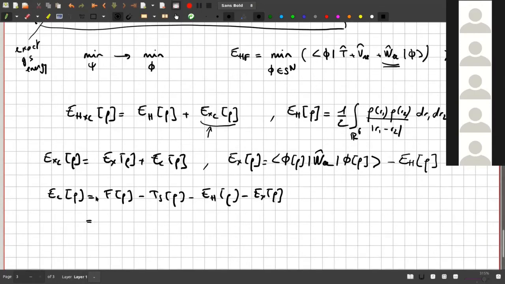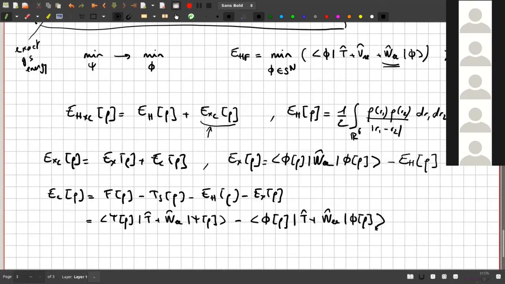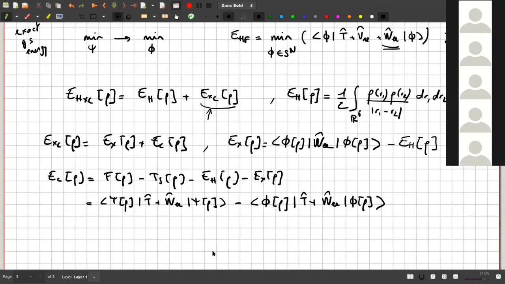And if you recall the expression of F of rho, that was psi of rho, T plus WEE, psi of rho, you can write it as TS plus Hartree plus exchange plus the correlation, which is the difference between the expectation value over psi of rho of T plus WEE and the expectation value over phi of rho of T plus WEE. And from this, in fact, you see that the correlation energy has a correlation kinetic contribution coming from the difference between the expectation value of T here and here. So this I will call TC. And then there is a potential energy contribution to the correlation energy coming from the difference of the expectation value of WEE here and here. So this we usually call UC of rho. And so we need to find approximations for this quantity.